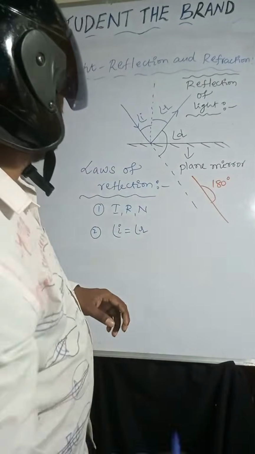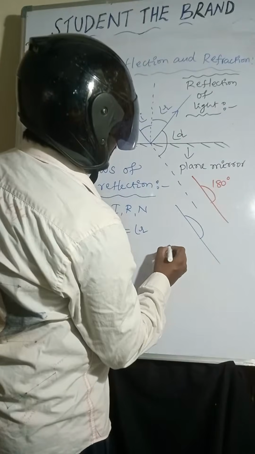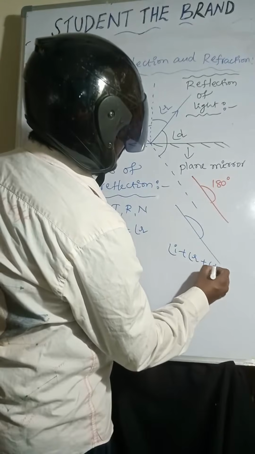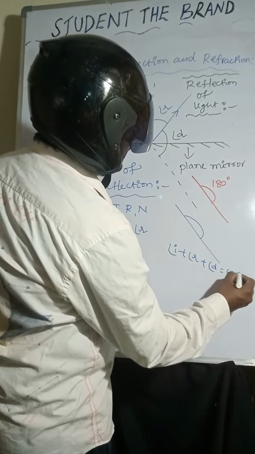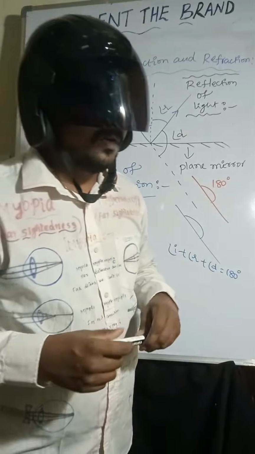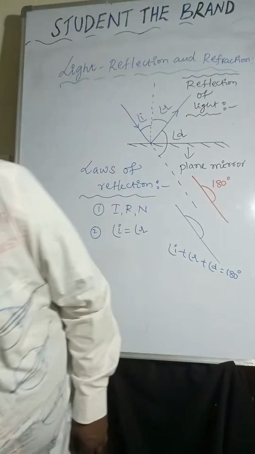So that's why angle of incidence plus angle of reflection plus angle of deviation equals 180 degrees. Sir, how did you get 180 degrees?